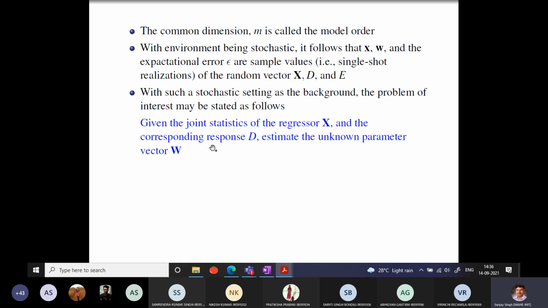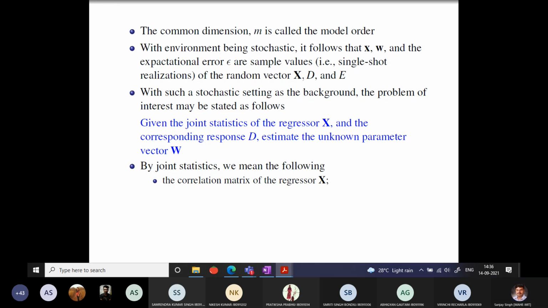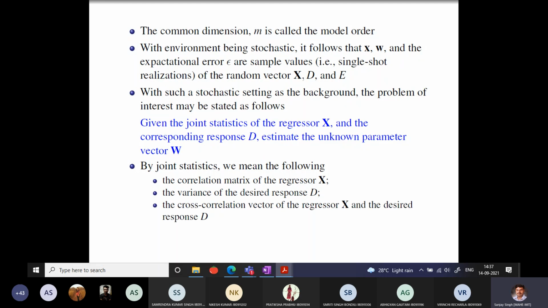And you see the joint statistics of regressor X, D and W. When I say joint statistics, what we really mean is the following. We are given, or we are able to find, the correlation matrix of the regressor X. We have seen how to find the correlation. Then the variance of the desired response D. We also know how to find the variance. And the cross-correlation vector of the regressor and the desired response D. So this is what we mean by the joint statistics being given to us. So based on this, is it possible for me to find a value of W? This is the question we are asking now. Can we estimate it?